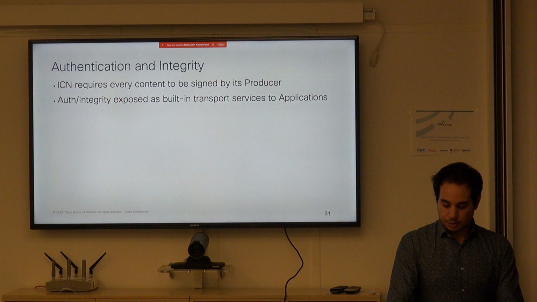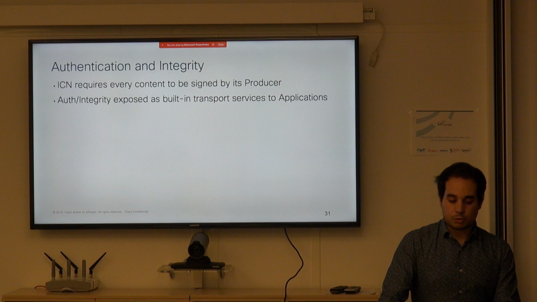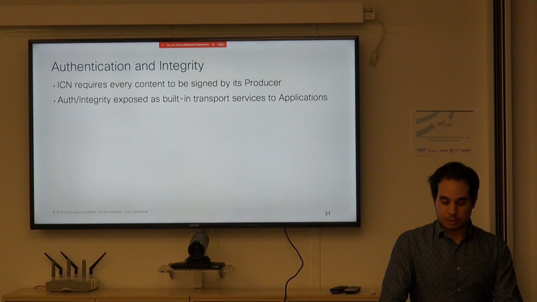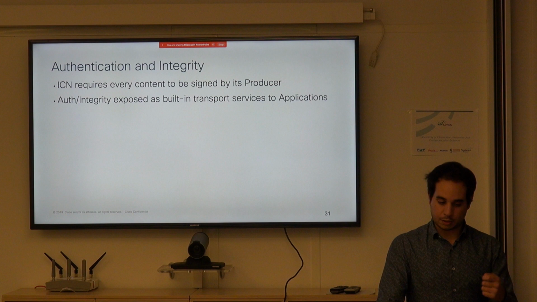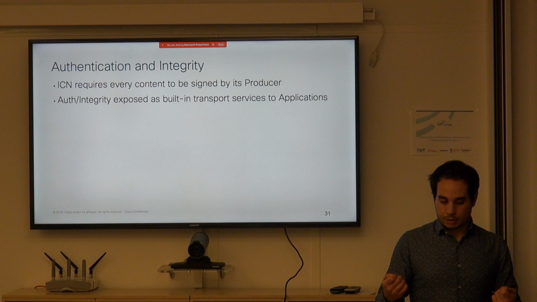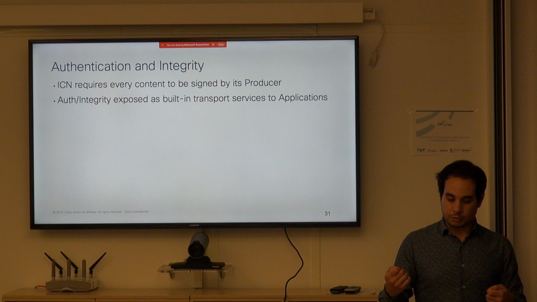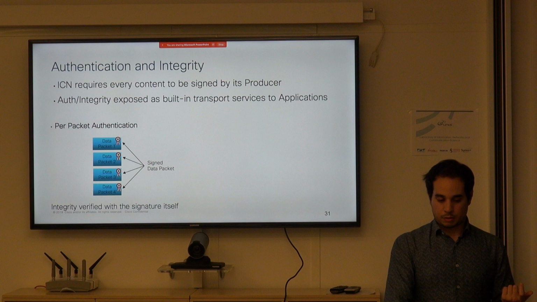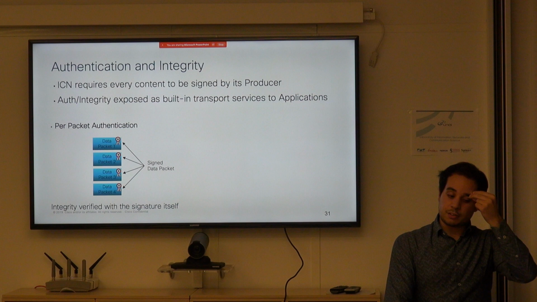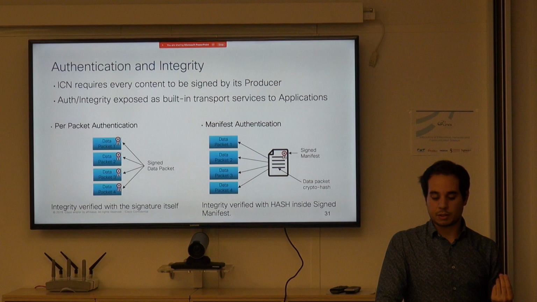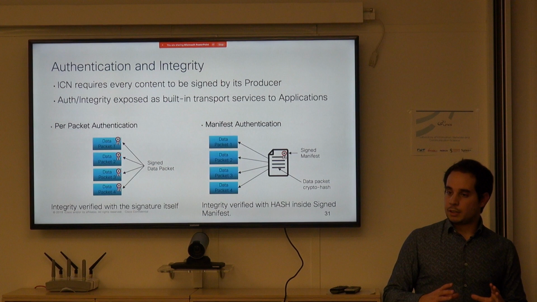As additional transport services, which are not included in TCP/IP but ICN requires them, there are authentication and integrity services. So every data packet in ICN, and so in HICN, must be signed by its producer. And at the same time, the consumer should verify the signature of the data packet in order to verify the provenance. For authenticating packets, there are two ways. The first is per-packet authentication, where you put a signature in each data packet. And the second is manifest authentication, which means basically we have a special packet, which is called a manifest, and is signed by the producer.